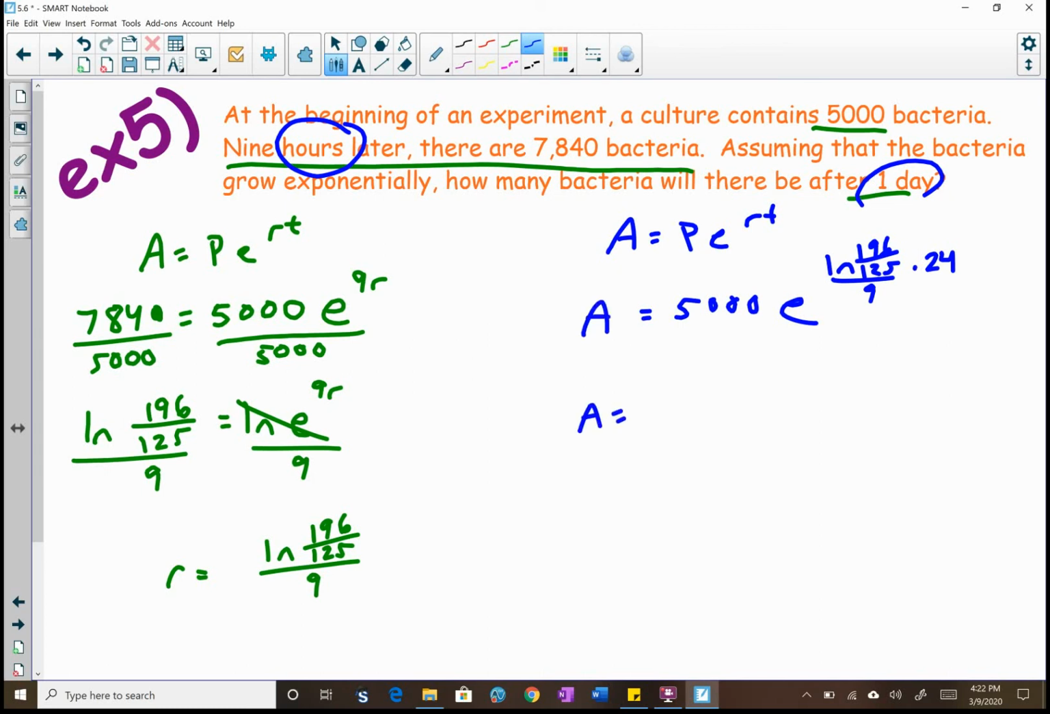And now keep in mind we're finding bacteria, which is a living thing, which means we round down to a whole number. So go ahead and start typing. We got 16,591. That is bacteria. Hopefully you got the same thing.